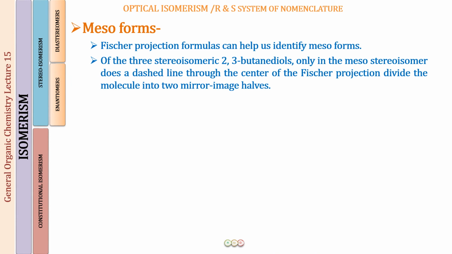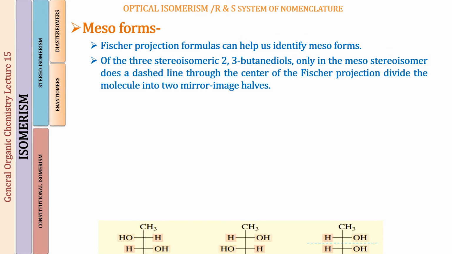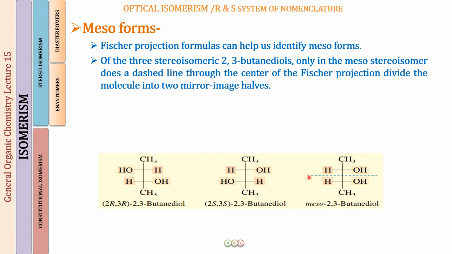Now, one very important thing is that you can always identify the meso form using Fischer projections. Out of the 3 stereoisomeric 2,3-butanediols, only in the meso stereoisomer will you be able to draw a plane of symmetry. So you will be able to draw a dashed line through the center of the Fischer projection, which is going to divide the molecule into 2 mirror image halves. So a Fischer projection helps you identify the meso forms. Very importantly, remember that.